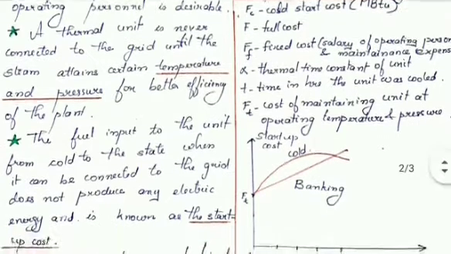The next constraint is temperature and pressure. A thermal unit is never connected to a grid until the steam attains a particular temperature or pressure. The temperature and pressure should be maintained at a particular value before it is connected to the grid. This is for the better efficiency of the plant. So after reaching the particular temperature or pressure, only then will the thermal unit be connected to the grid. So that is the next constraint.